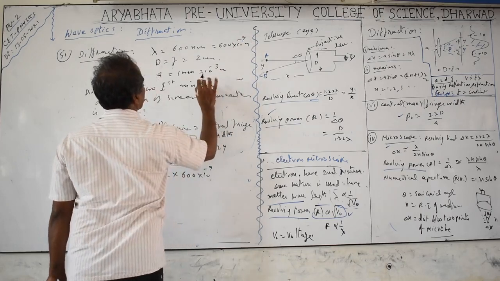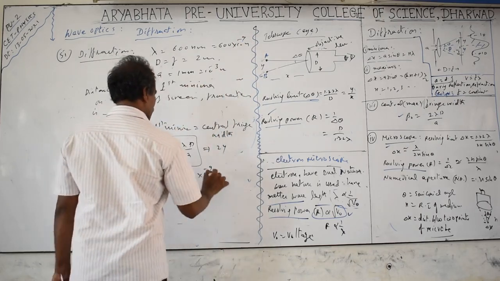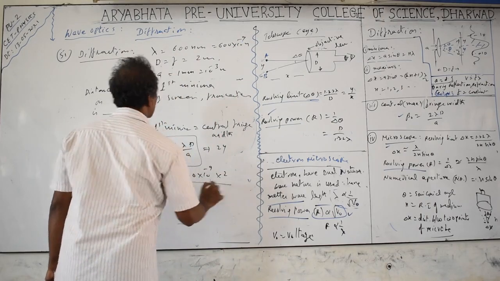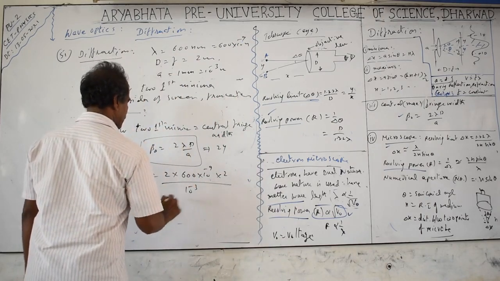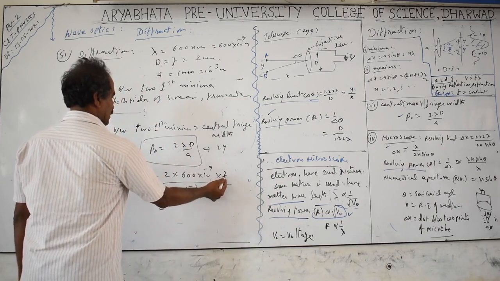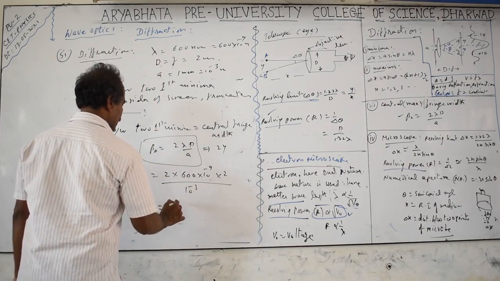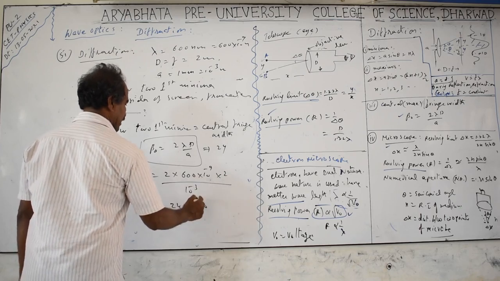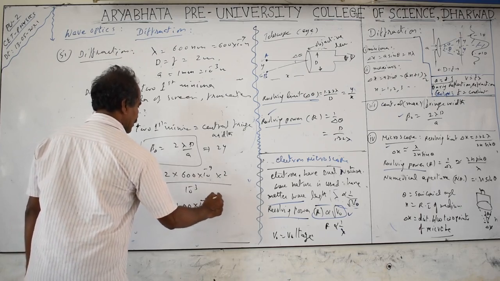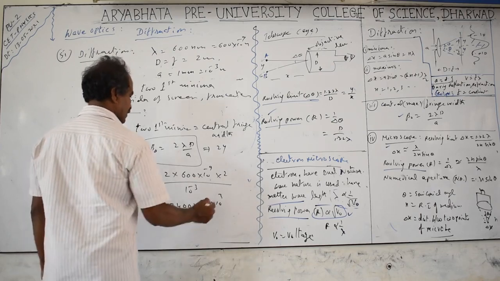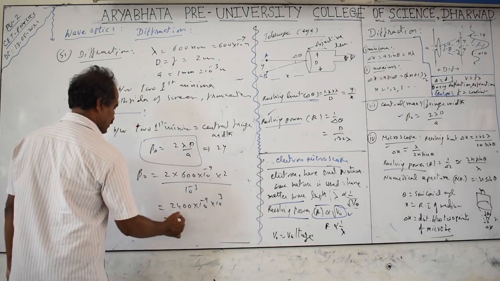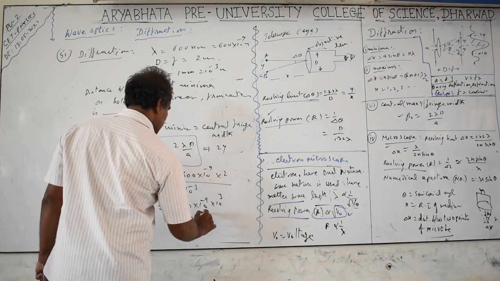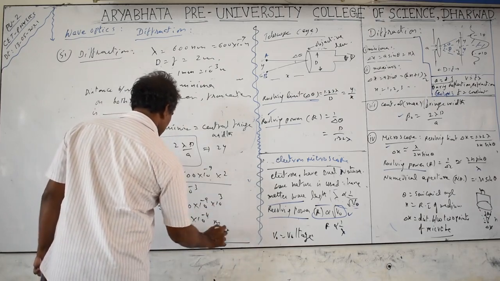D is 2 meters, directly given. 1 millimeter converted to meters, a is 10 to the power of minus 3. So that is 24 hundreds, 10 to the power of minus 9 into 10 to the power of plus 3, which is 24 into 10 to the power of minus 5, that is 10 to the power of minus 4 meters.